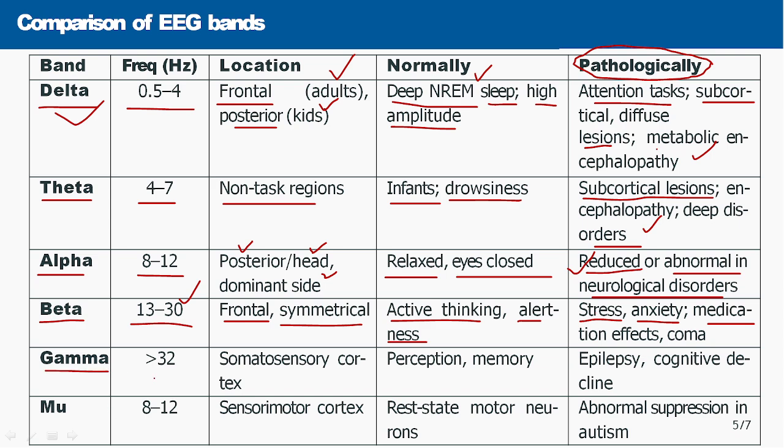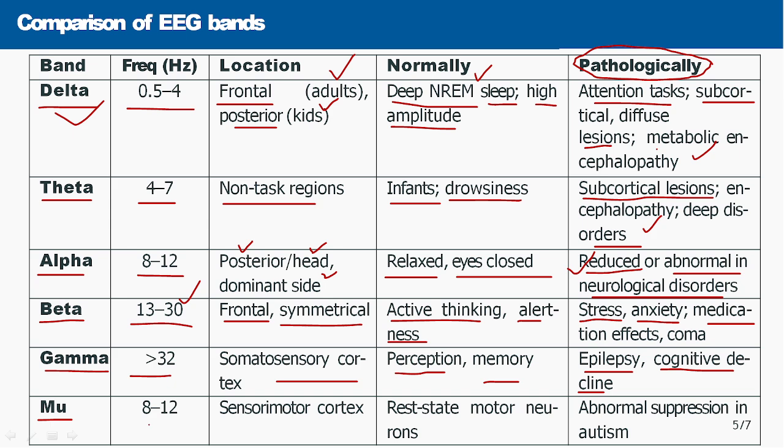Then gamma waves are more than 30 or 32 hertz. Their location is the somatosensory cortex. They are normally for perception and memory, but this gamma wave gives a significant indication in case of epilepsy and cognitive decline.